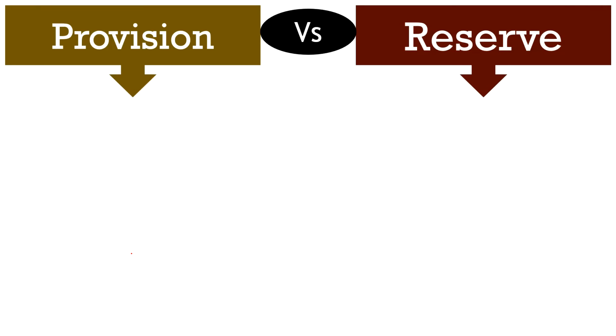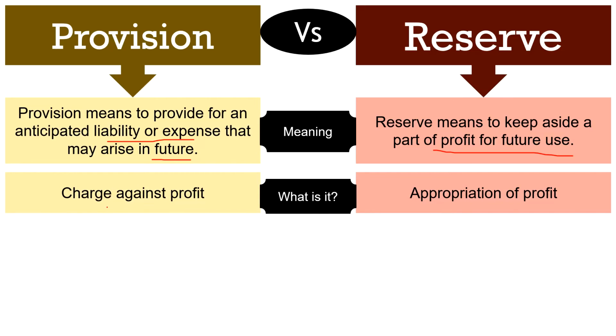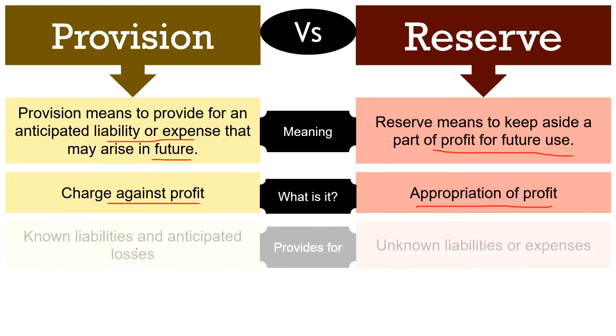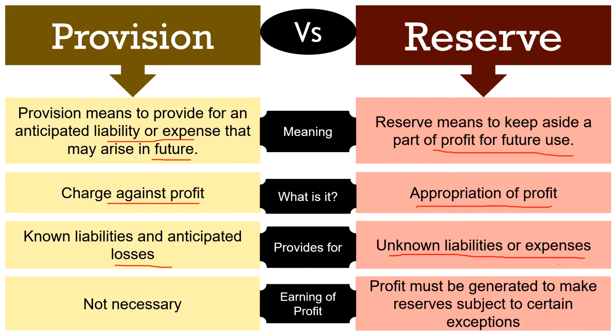Difference between provision and reserve. Meaning: provision means to provide for an anticipated liability or expense that may arise in future, whereas reserve means to keep aside a part of profit for future use. Next, while provision is a charge against profit, reserve is an appropriation of profit or accumulated profit. Next, in case of provision, we provide for known liabilities and anticipated losses, whereas we create reserves for unknown liabilities and expenses. Further, for the creation of provision, earning of profit is not necessary. That means it can be created even when the company has not earned profit in that year.